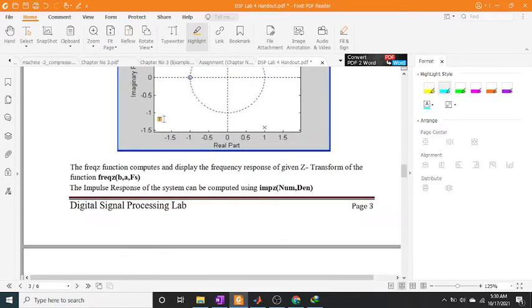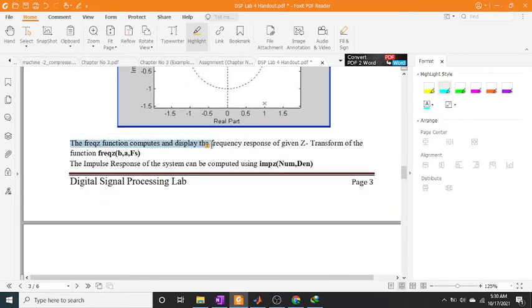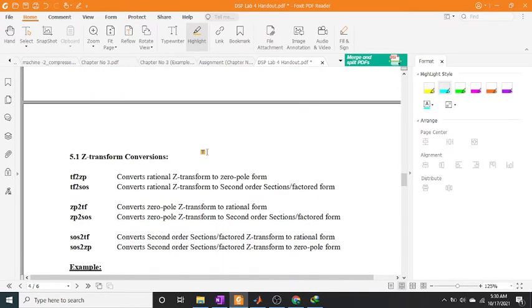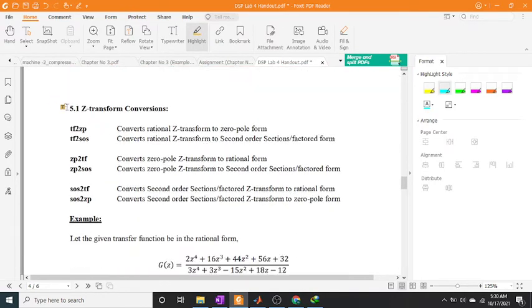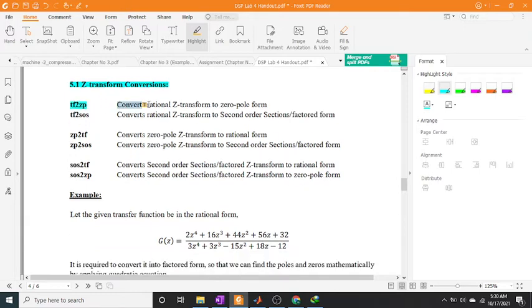The freqz function computes and displays the frequency response of a given Z-transform, freqz(b,a,fs). The impulse response of the system can be computed using impz(num,den). 5.1 Z-transform conversions. TF2ZP converts rational Z-transform to zero-pole form. TF2SOS converts rational Z-transform to second-order section or factored form.